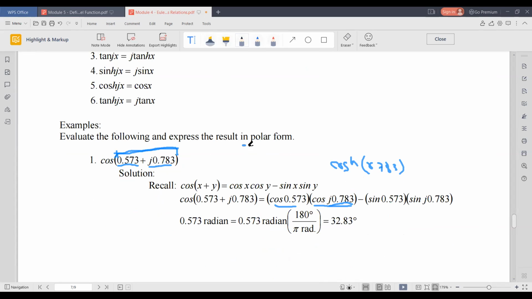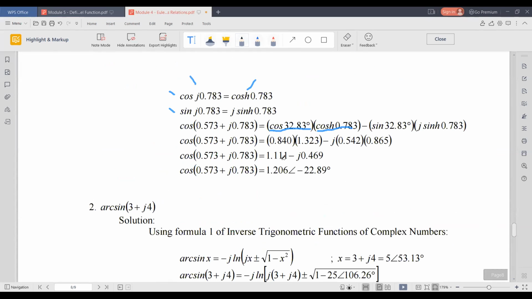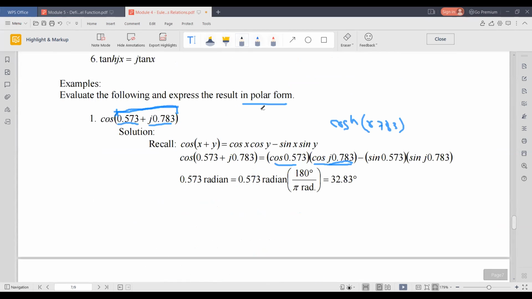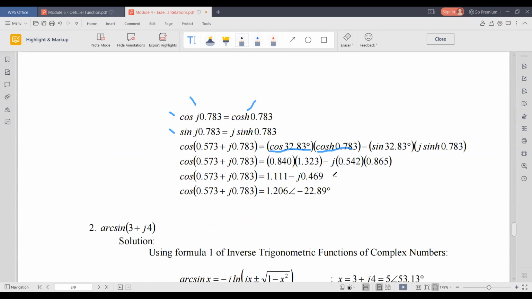So results in polar form. Always read the instruction, kung ano yung nakalagay sa mga exercises ninyo, no? If it asks for the polar form, you need to convert your answer in rectangular form to polar form, like this one. Your answer is in rectangular, then the one who is asking is asking for the polar form. So this is your answer for the polar form.